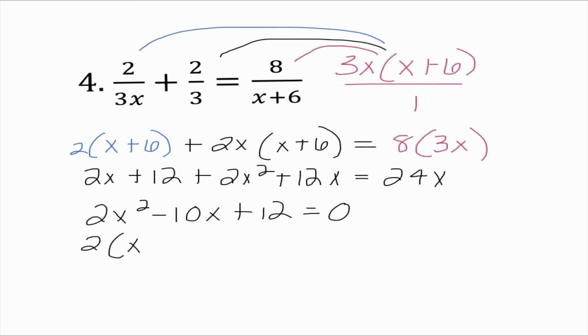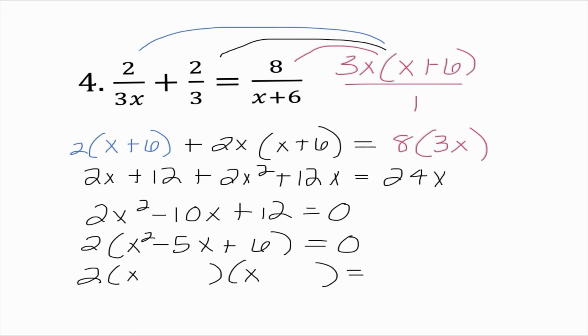I notice I can factor out a 2 of all of those terms. And then I need to think what factors of positive 6 would give me -5. And that would be -3 and -2. So I get x equals 3 and x equals 2.